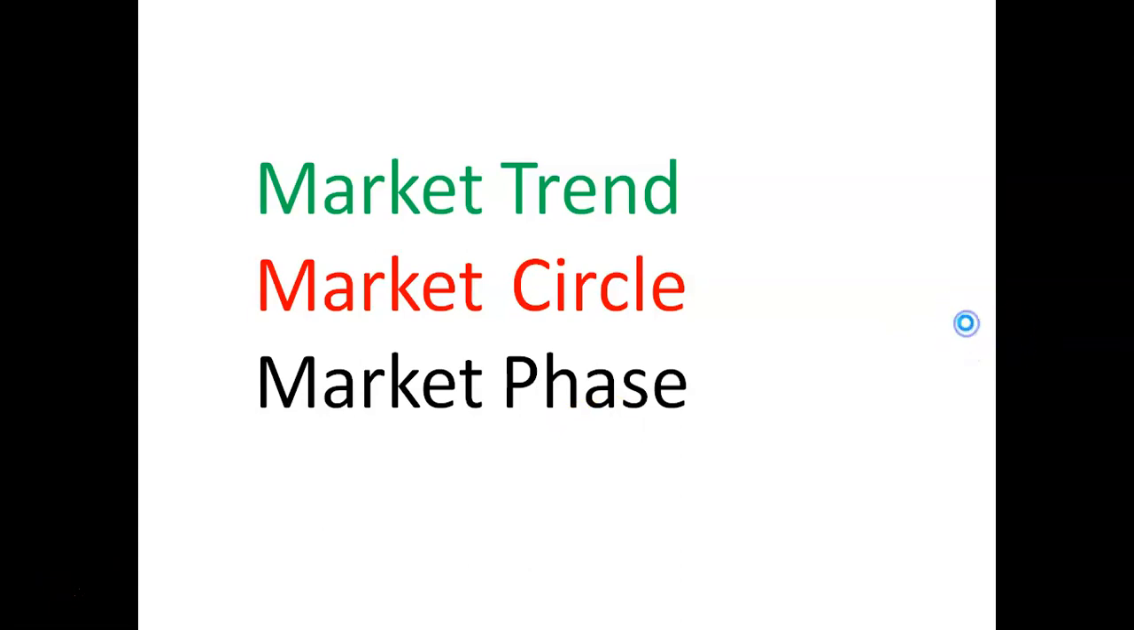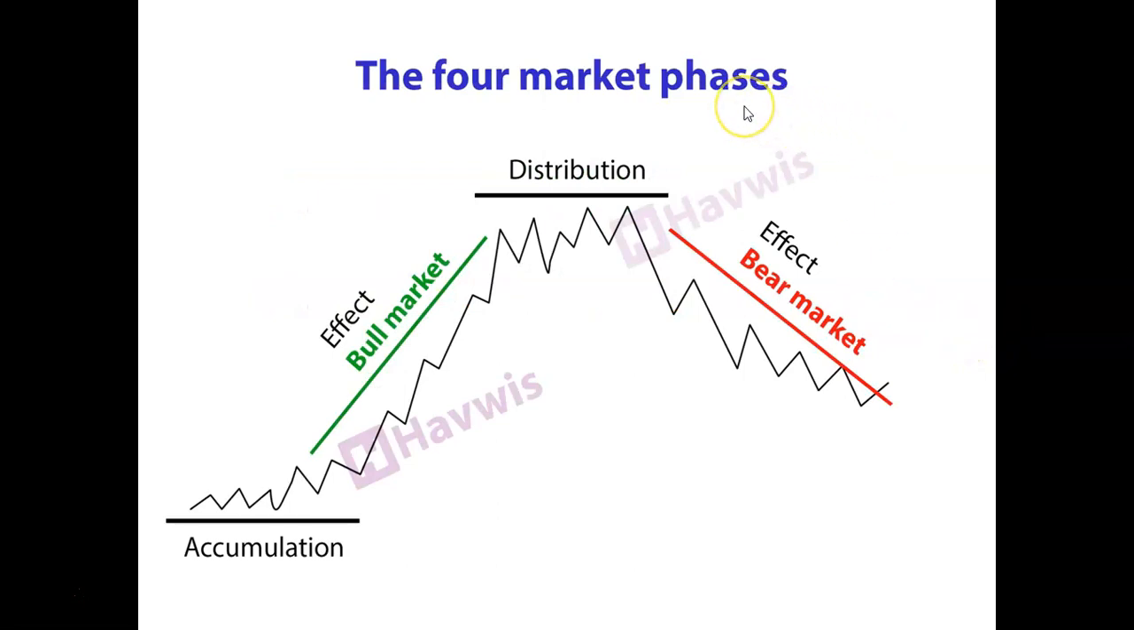So here are the four market phases. The first one is the accumulation phase, the second one is the bull market, and the third one is the distribution phase, which will give us the bear market. This is actually how the market plays out.